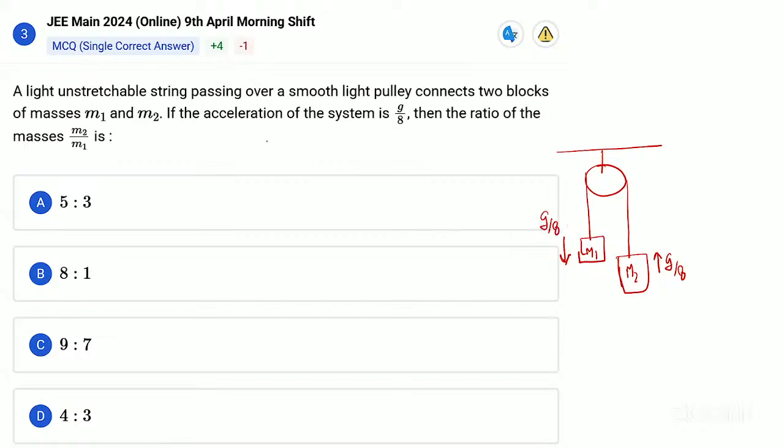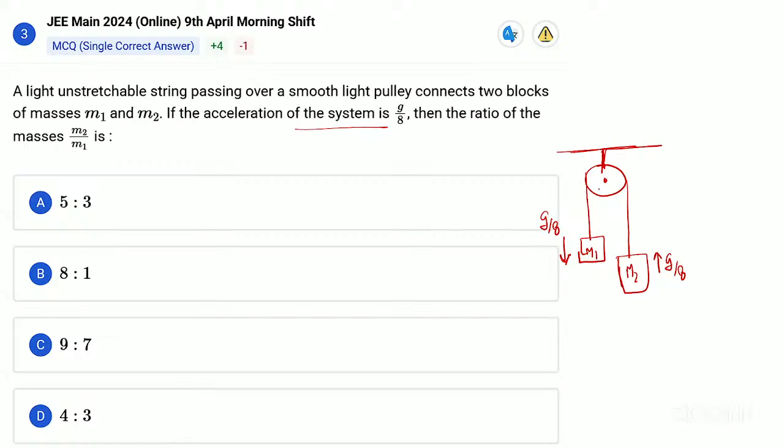अब आप ये बोलोगे कि एक्सेलरेशन तो सिस्टम का गिवन है, आपने इंडिविजुअल का कैसे अज्यूम कर लिया? अरे भाई ये पुली भी तो फिक्स्ड है ना, और ये जो स्ट्रिंग है वो भी क्या है. अगर पुली मासलेस है और फिक्स्ड है तो एक्सेलरेशन दोनों साइड का इक्वल होगा. तो इसलिए इसका भी g बाई 8 और इसका भी g बाई 8.